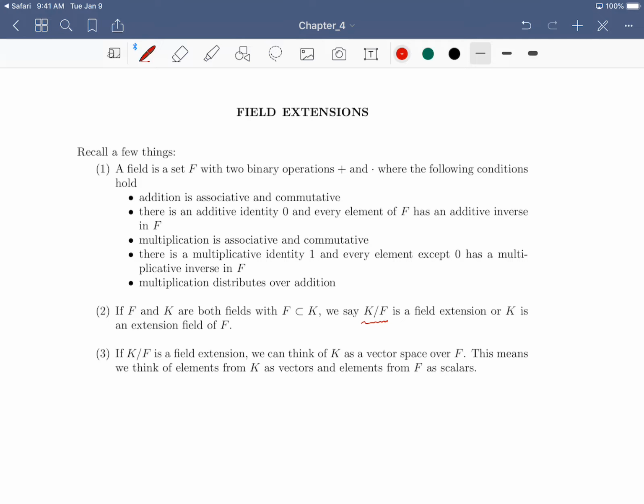So the third thing we want to remember is that when we had this situation, when we had a field K over another field F, we can think of K as a vector space over F. So that meant F was the scalars and K were the vectors. And the scalar multiplication is just the usual multiplication in our field.